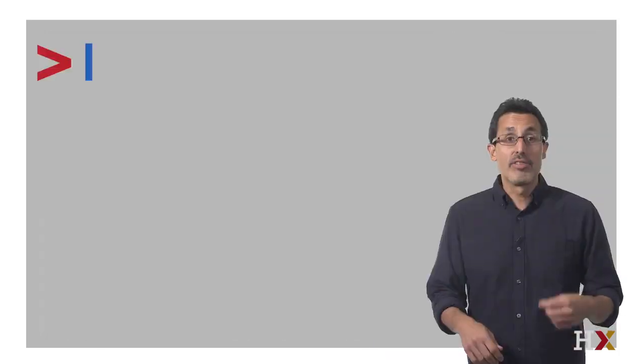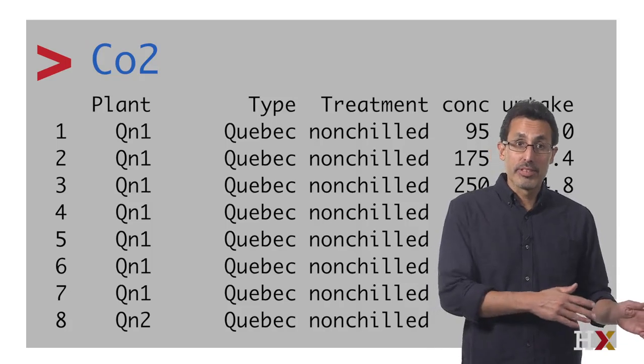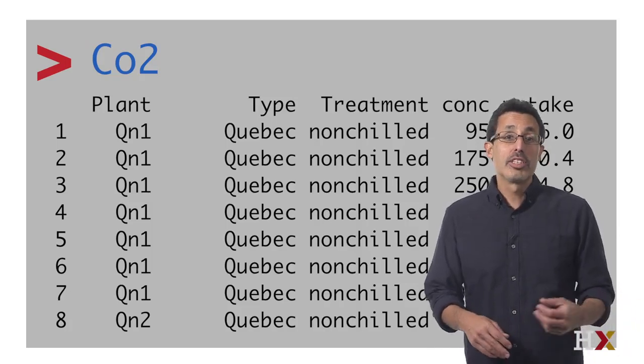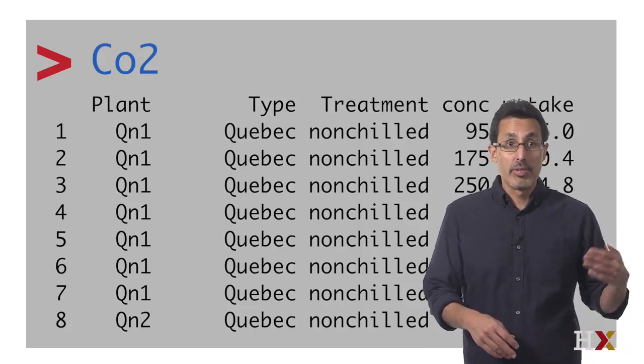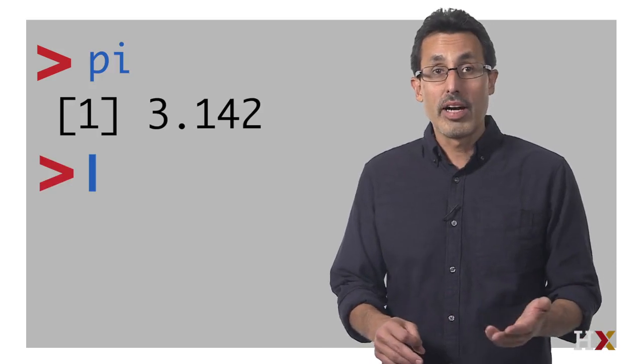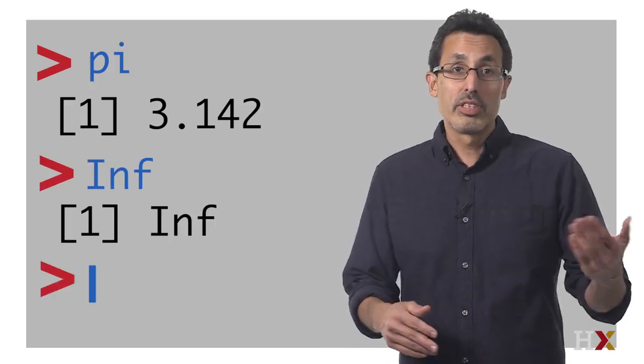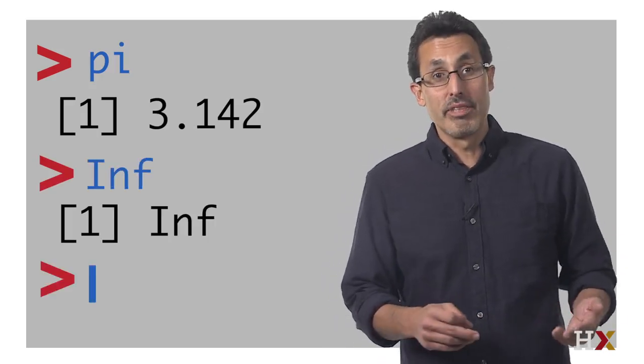For example, if you type CO2, one of the pre-built data objects, you will see CO2 measurements from a particular measurement station. There are also other mathematical objects that are pre-built, such as the constant for pi and the infinity number. You can see them by typing pi or typing inf.